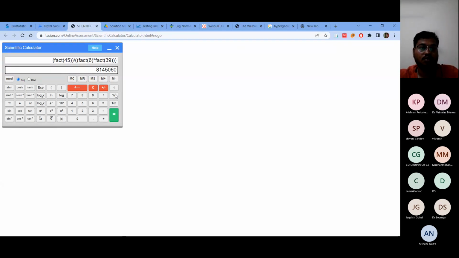Yeah. So you can do something like this to get direct values instead of multiplying or canceling out the terms. You guys just need to practice with this calculator a little bit. You can do a lot of things in this.